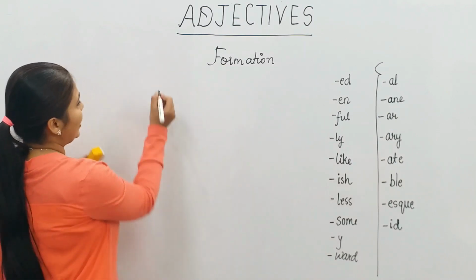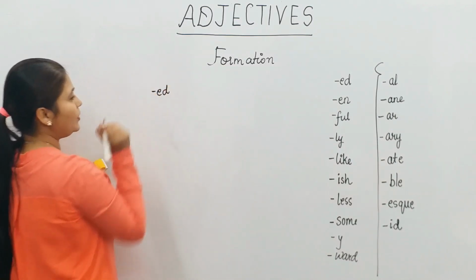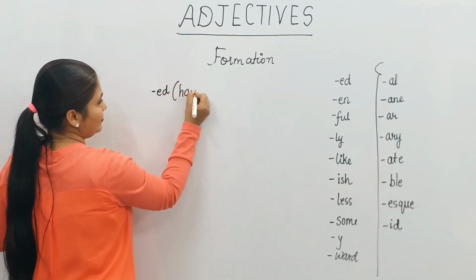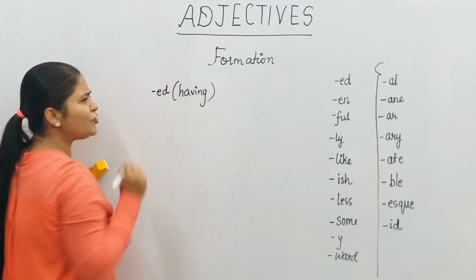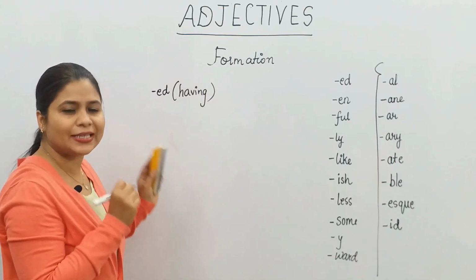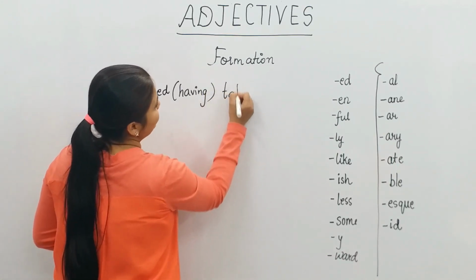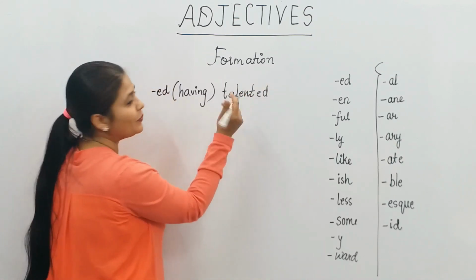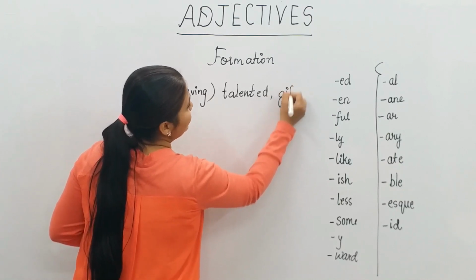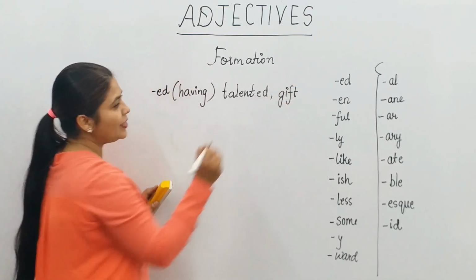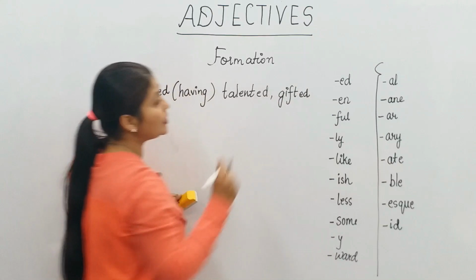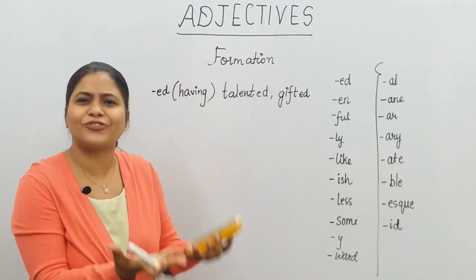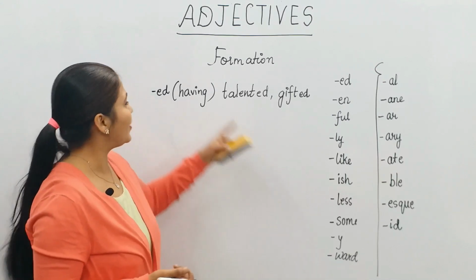The first one, I have written an ed over here. It actually means having. Which adjectives have the suffix ed? Talented, made from the noun talent. Second, gift, which is a noun. And the moment I say gifted, he is a gifted surgeon, that means his hands are skilled. You can trust the surgery his hands do.